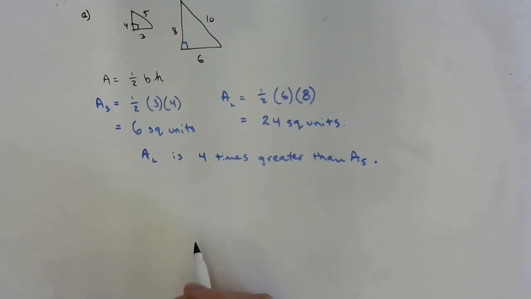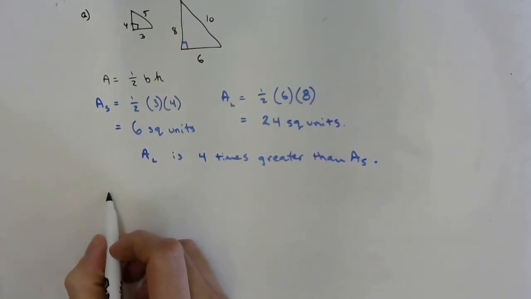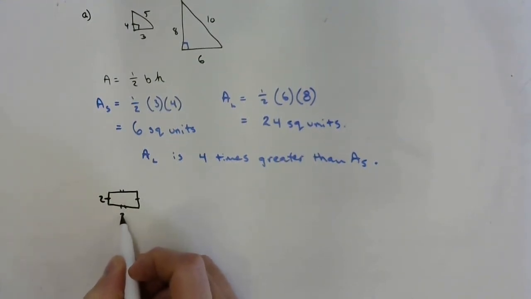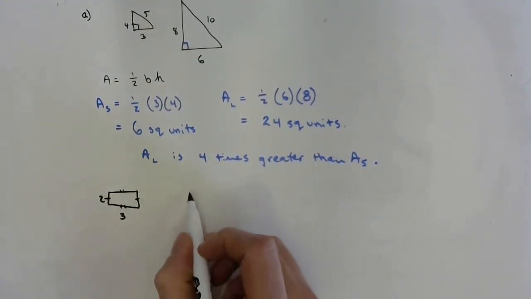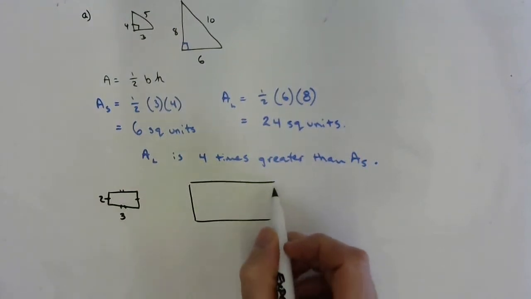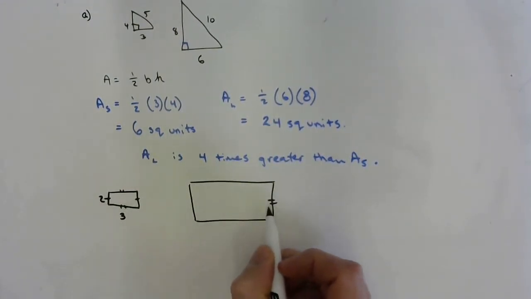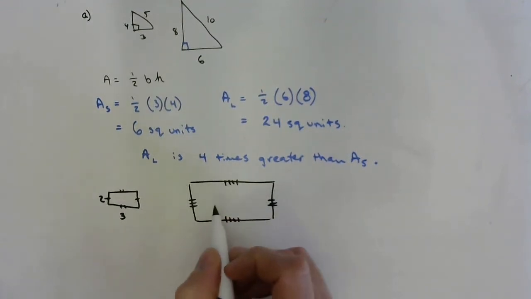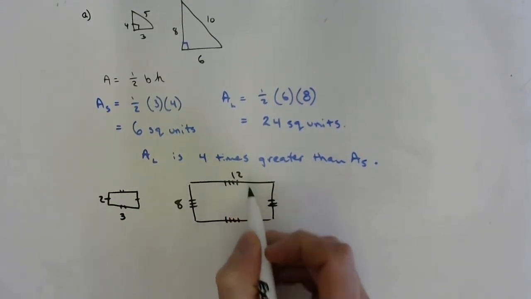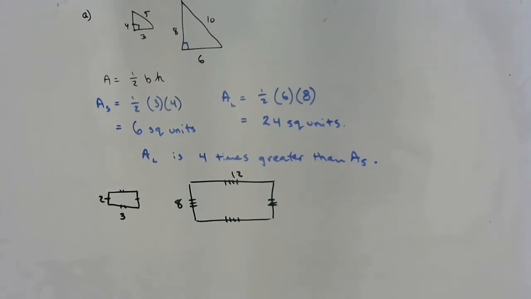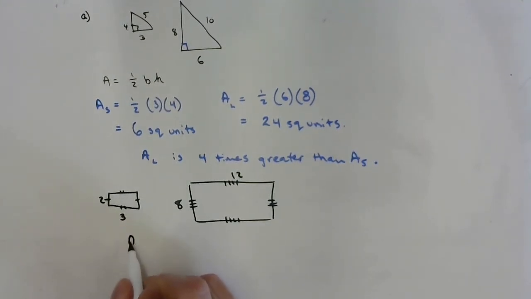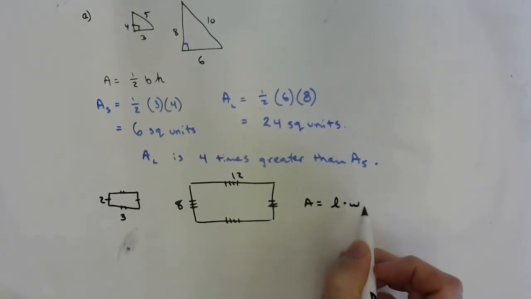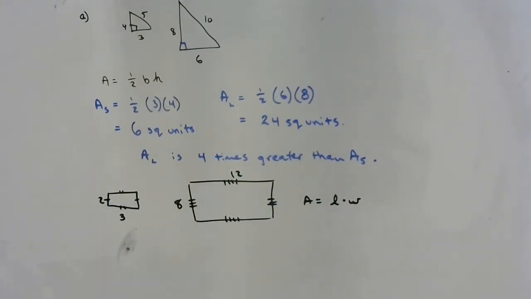And we're going to do the same thing with our rectangles. We've got a rectangle here with side lengths of 2 and 3. We've got a larger rectangle with side lengths 8 and 12. What's the area of a rectangle? Length times width. Area equals length times width, LW.